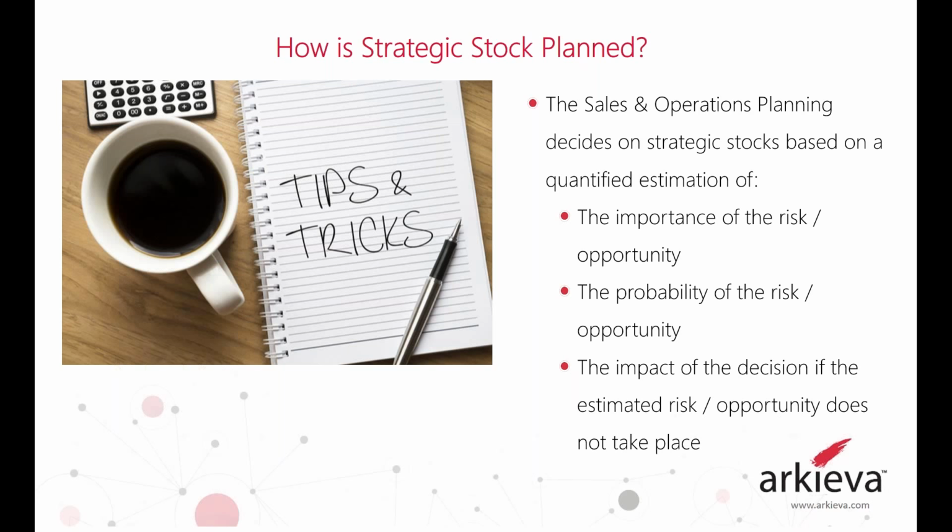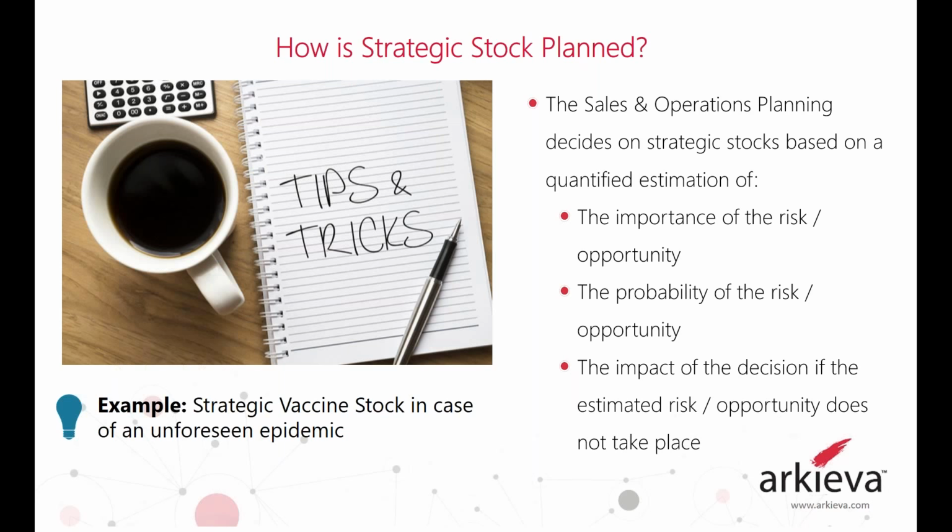And of course, in any planning decision, they have to look at the impact of the do-nothing option. So what if, or even the do-something option. So what if they hold the strategic stock, and the estimated risk or the opportunity just does not take place? In that case, well, you have a situation where you made the wrong decision. So what is that impact? All these are factors that can go into the planning of the strategic stock.